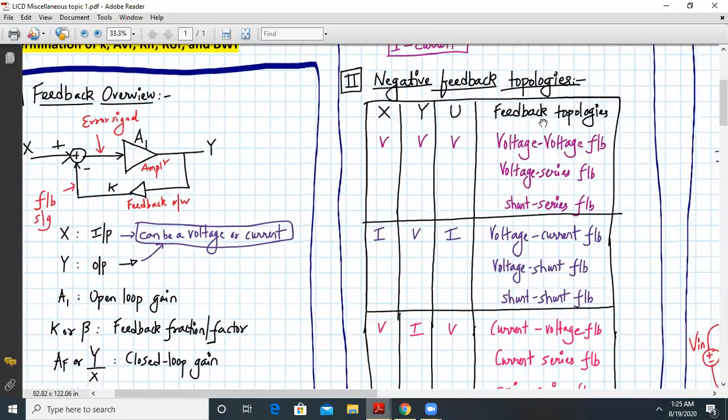Here, depending upon X and Y and U, we have various feedback topologies. When X and Y and U are all voltages, that is my input X, output Y, and my feedback signal U are all voltages, then the feedback topology is called voltage series or shunt series. So it has three names.